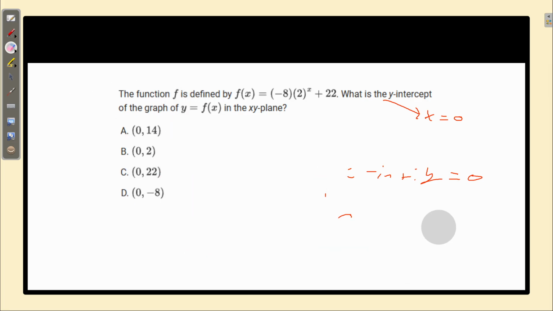Honestly, I feel like they show exponential functions like this really just to scare you. But it's not that bad.